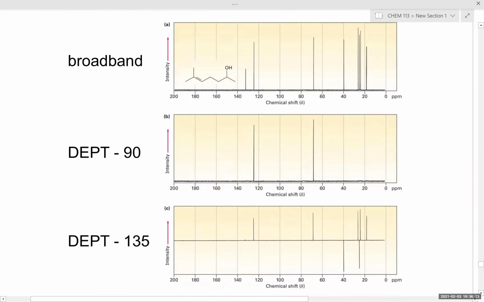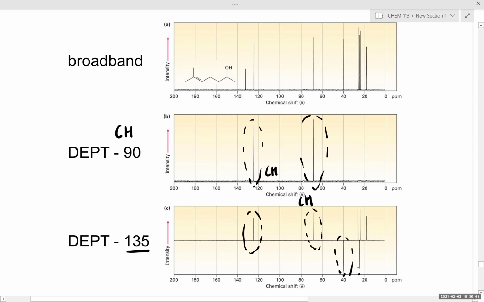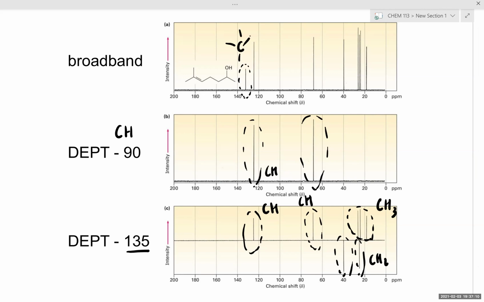So for example, your broadband signal tells you all of the carbons, and it will show all the carbons, including the carbons with no hydrogens. The DEPT 90 signal tells you your CH groups. So we see that these groups are CH groups. The DEPT 135 allows us to identify our CH and our CH3 groups as positive signals, and our CH2 groups as negative signals. The positive signals that are present in the DEPT 135 but not present in the DEPT 90 are your CH3 groups. Finally, the signals that are absent from the DEPT 90 and 135 but found in the broadband are your tetrasubstituted carbons with no hydrogens. Does this example make sense to everyone?